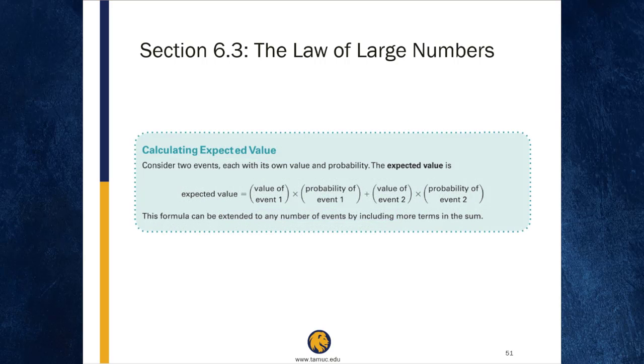So here's how we calculate the expected value. What we do is we take the value of event 1, multiply it times the probability of event 1, plus the value of event 2 times the probability of event 2. So we just multiply value times probability plus value times probability. And if there's more than 2 events, we can continue to do that for all the different events beyond just 2. Value times probability, value times probability.